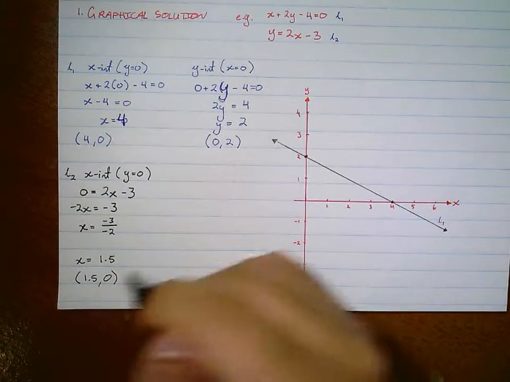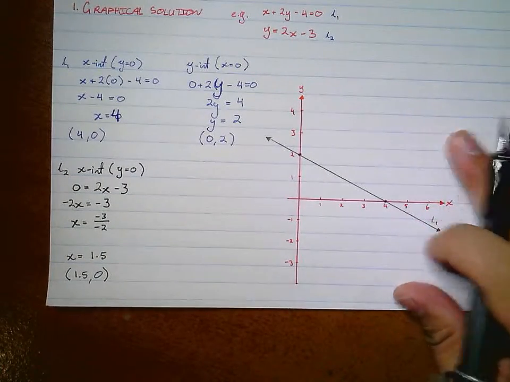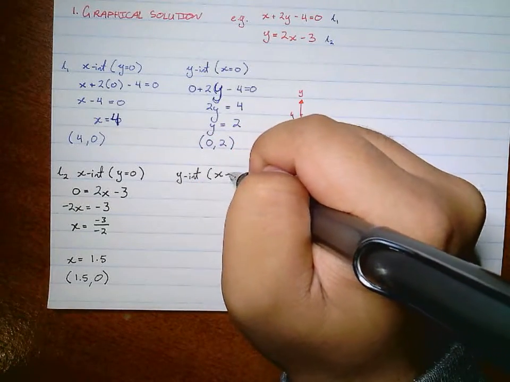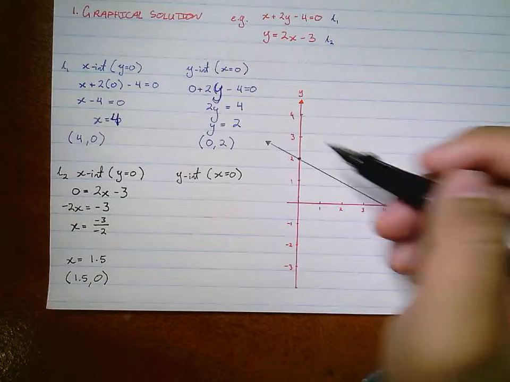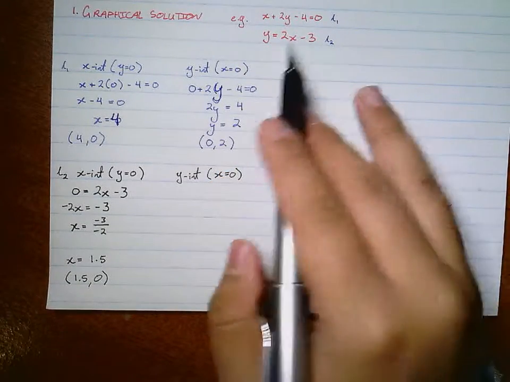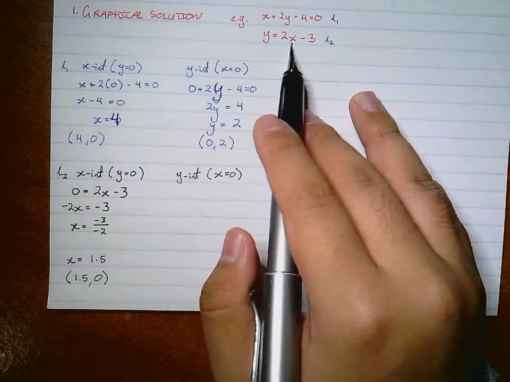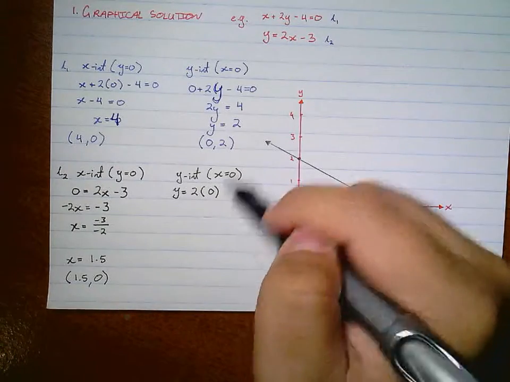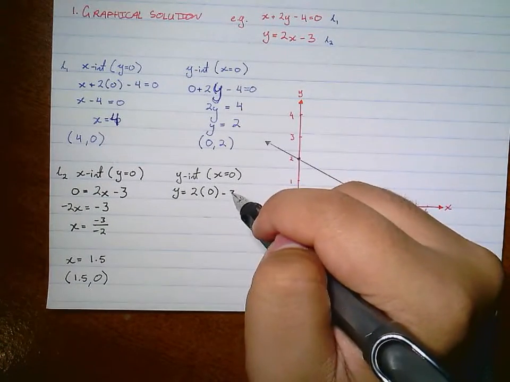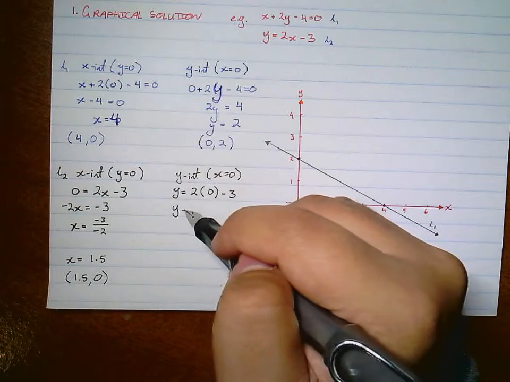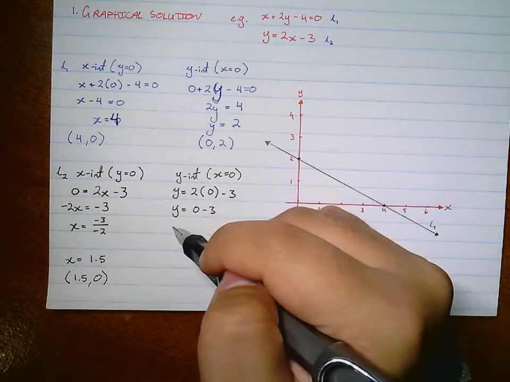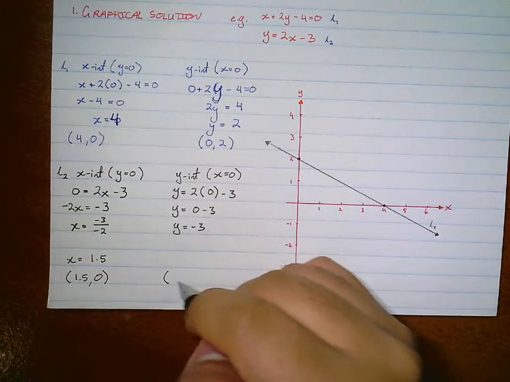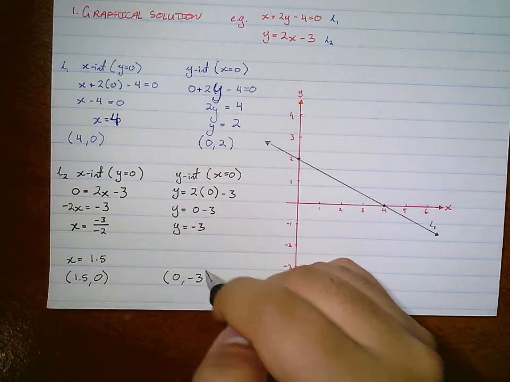So the first coordinate is 1.5, 0. The next coordinate we need is the y-intercept. And at this point, x is equal to 0. Once again, we'll substitute 0 for x here. So we get y is equal to 2 times 0 minus 3. We get y is equal to 0 minus 3. We get y is equal to negative 3. So our coordinate now is 0, negative 3.